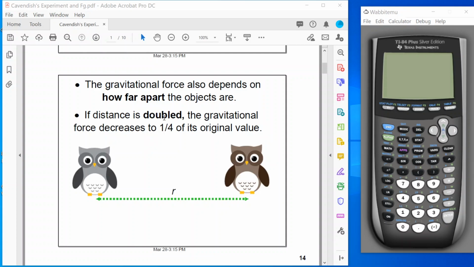Now, I want you to notice a pattern here. If I was to triple the distance, the force would decrease to 1/9 of its original value. If I was to do 5 times the original distance, the gravitational force would decrease to 1/25 of its original value. So there's a square going on here, right? If I'm doubling something, that's changing it by a factor of 2. Well, 2 squared is 4. That's where this 4 comes from. If I do 5 times the distance, 5 squared is 25, and that's where I was getting 1/25 from.